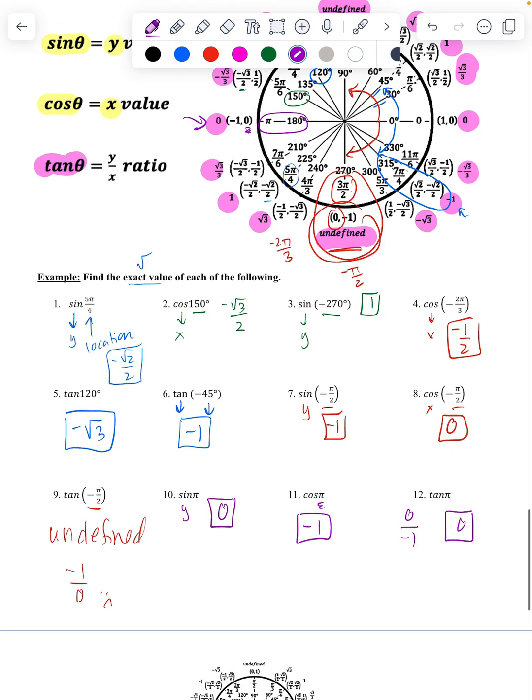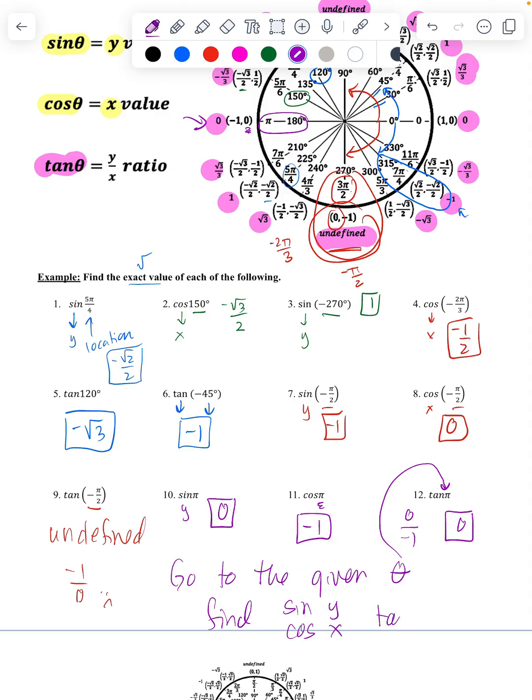So in these problems, you just go to the given angle, because I don't want you to think it's a 90. So go to the given theta, which is going to be whatever's here, and find the sine, which is y, or the cosine, which is x, or the tangent, which is the combo, but also listed on our unit circle. So that's kind of phase 1.